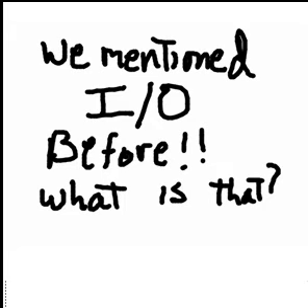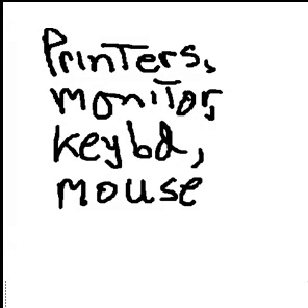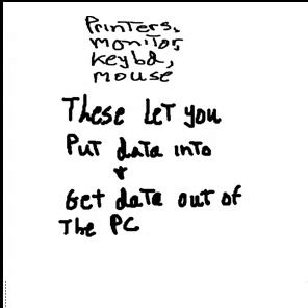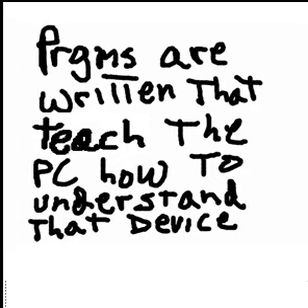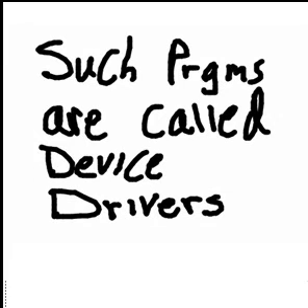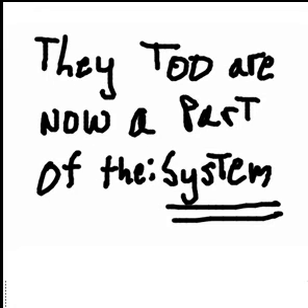We mentioned I/O before. What is that? Printers, monitors, keyboards, mouse. These let you put data into and get data out of the PC. How do these devices work? Well, programs are written that teach the PC how to understand that device, how to work with that device. Such programs are called device drivers. They too are now a part of the system.